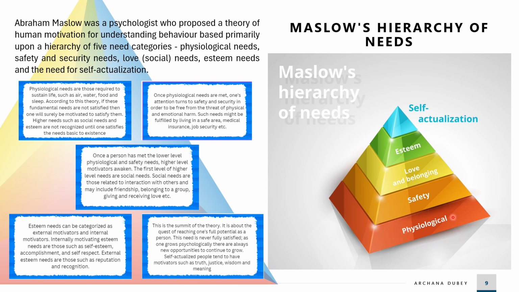When this basic need is fulfilled, then they work toward the next level of safety needs. Okay, so the first level of needs talks about the fundamental needs and how you have to satisfy them to be able to make them work for the next level. Higher needs such as social needs and esteem are not recognized until one satisfies the basic needs of existence.